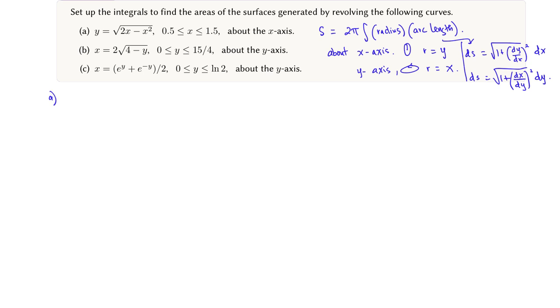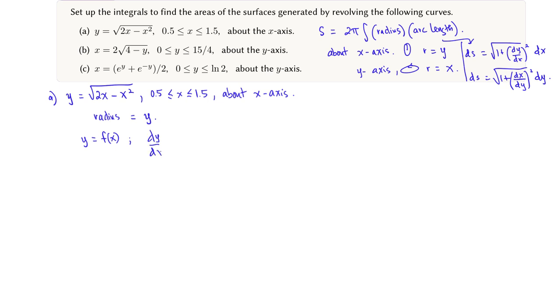For example, A. Y is given in terms of x, and so it's the square root of 2x minus x squared. X goes from 0.5 to 1.5, and we rotate the curve about the x-axis to form a surface. The radius is therefore y, because we rotate about the x-axis. Y is a function of x, and so we would find dy/dx.